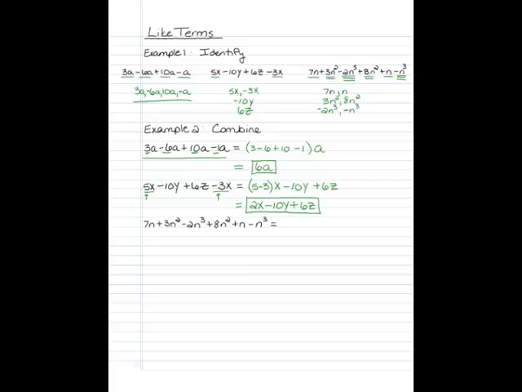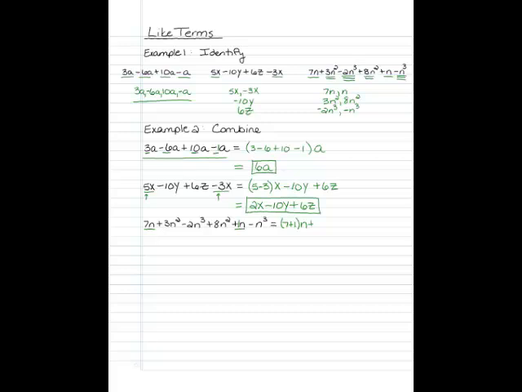In this last one, the 7n plus 3n squared minus 2n cubed plus 8n squared plus n minus n cubed, we had several sets of like terms, so each of those sets needs to be combined. Starting with the n terms, we had 7n plus 1n. Again, even though you don't see it there, you can always imagine a 1.